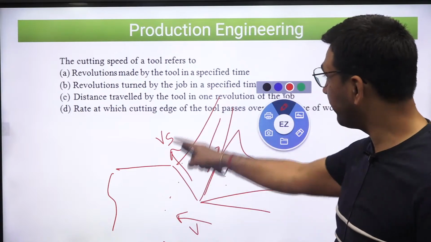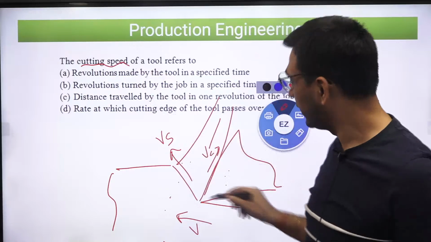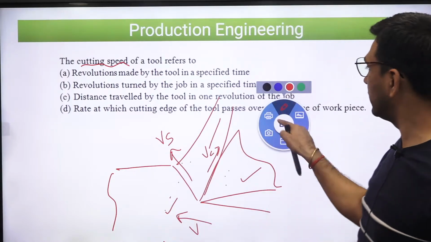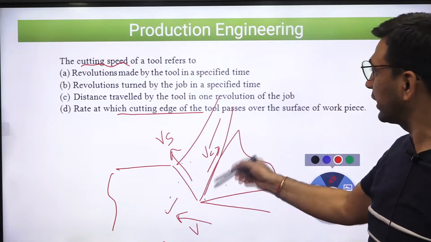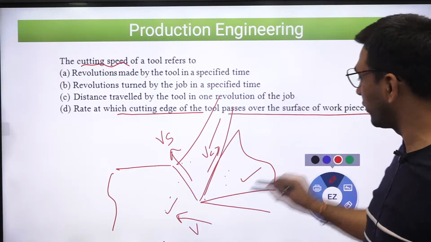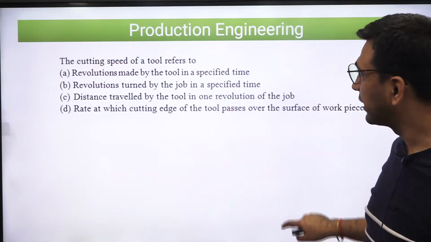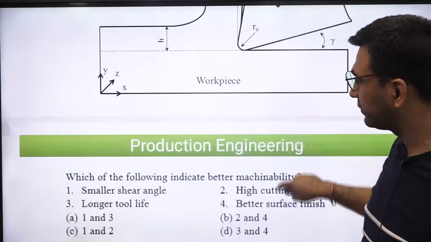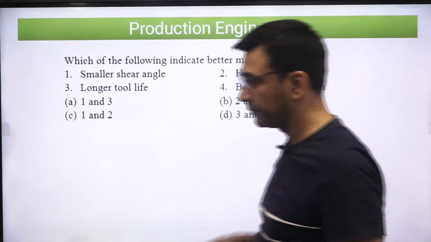So remember, you need to know different types of velocity. Cutting speed, cutting velocity is what? Velocity of the tool with respect to the workpiece. So this is saying the rate at which the cutting edge, meaning the cutting tool, passes over the surface of the workpiece, that means with respect to the workpiece. So you're going to have D as the correct option. Okay, anyway, I have already explained to you. Go through this.